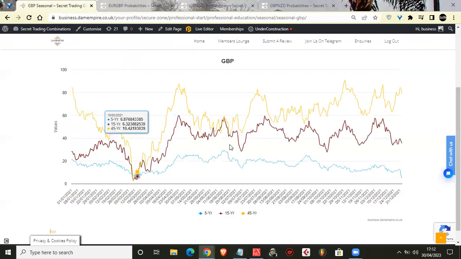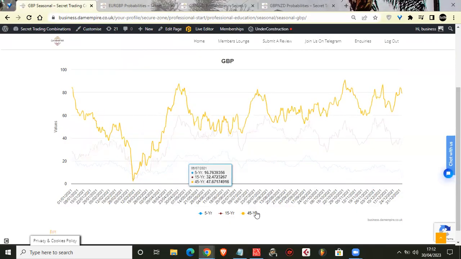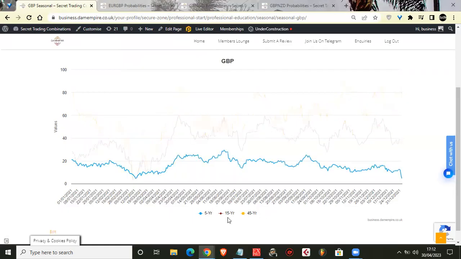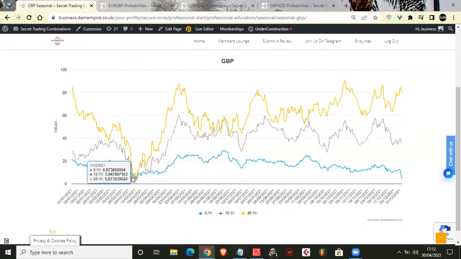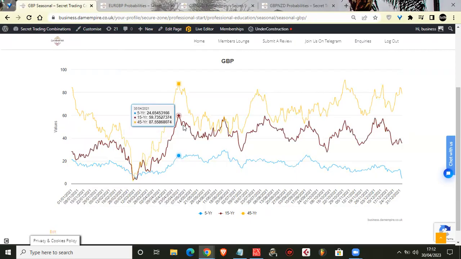I didn't really describe the seasonality. It has the average price movement in the past 45 years, 15 years, and 5 years. We look at all three, and only when all three align do we decide to take the trade. If they don't align, we don't touch the trade. In this case, they are all aligned right here, and the COT is selling.